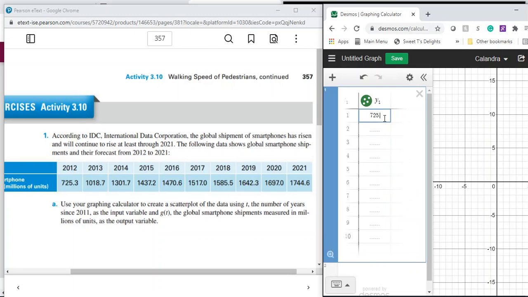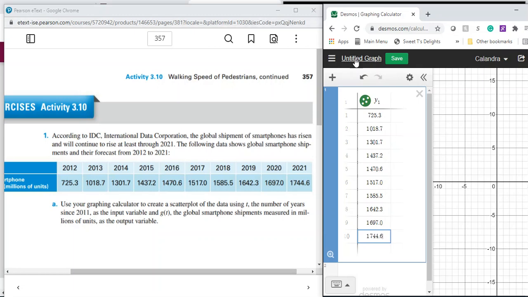We have 725.3, 1018.7, 1301.7, 1437.2, 1470.6, 1517.0, 1585.5, 1642.3, 1697.0, and finally 1744.6.